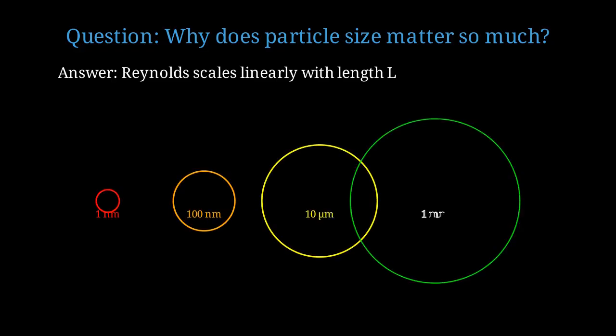Here we see particles at different scales, from nanometer scale on the left, to micrometer scale in the middle, to millimeter scale on the right. Each increase in size affects the Reynolds number proportionally.